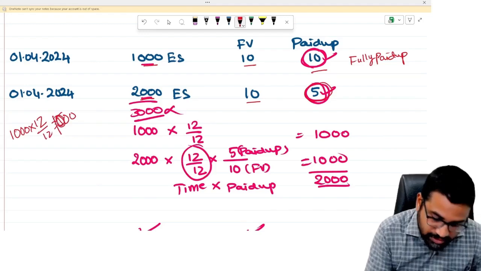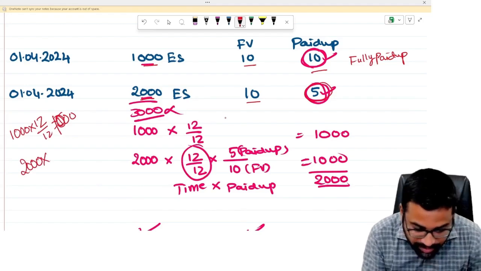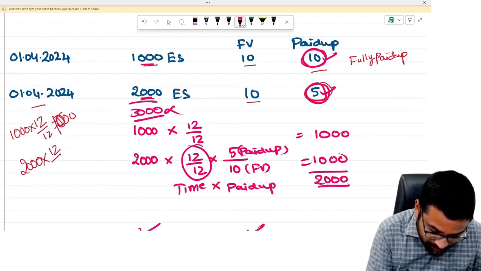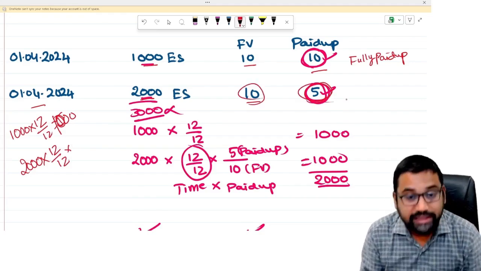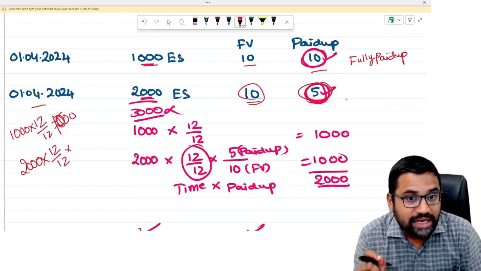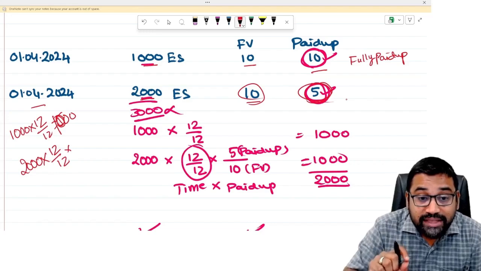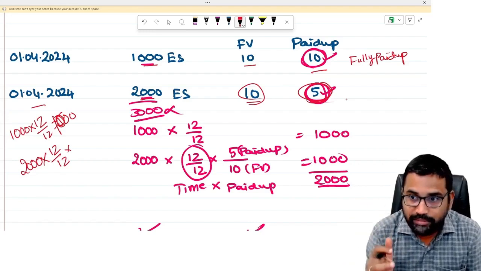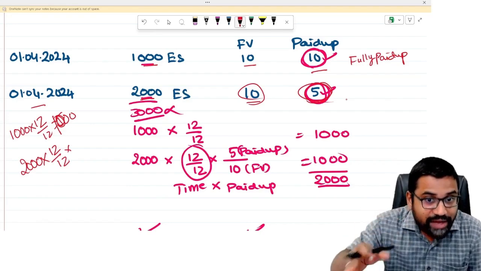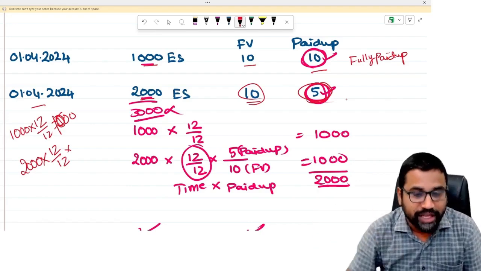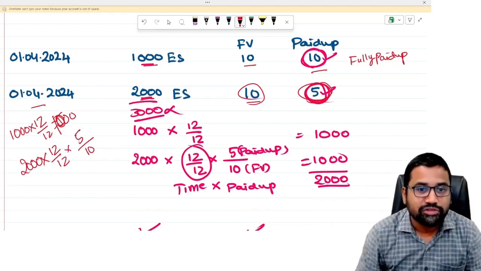Now the second one: on 1/4/2024, 2,000 shares are there, 10 rupees face value, but only 5 paid. It is there from the beginning, into 12 by 12. But see here, it is not fully paid, it is partly paid. The standard says whenever you calculate the weighted average number of shares for partly paid up shares, you should consider the number of shares proportionately to how much of the face value you paid. For example, 10 rupees is the face value and you paid only 5, so you have to take 50%.